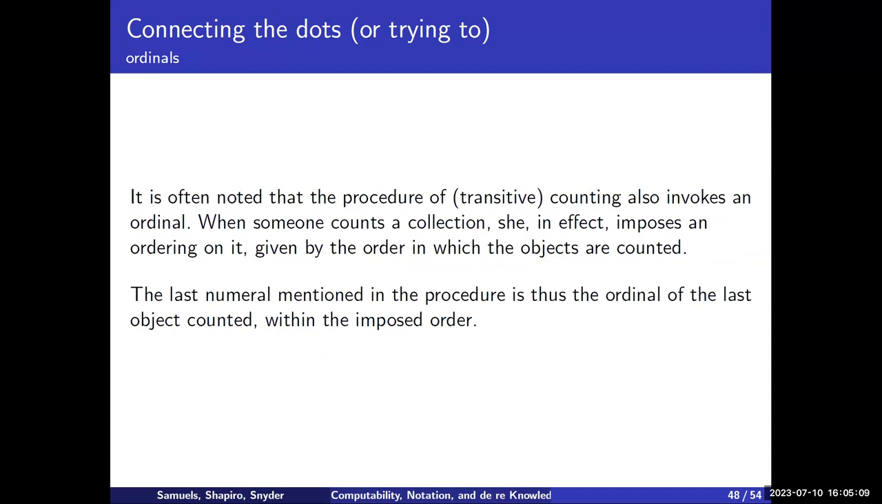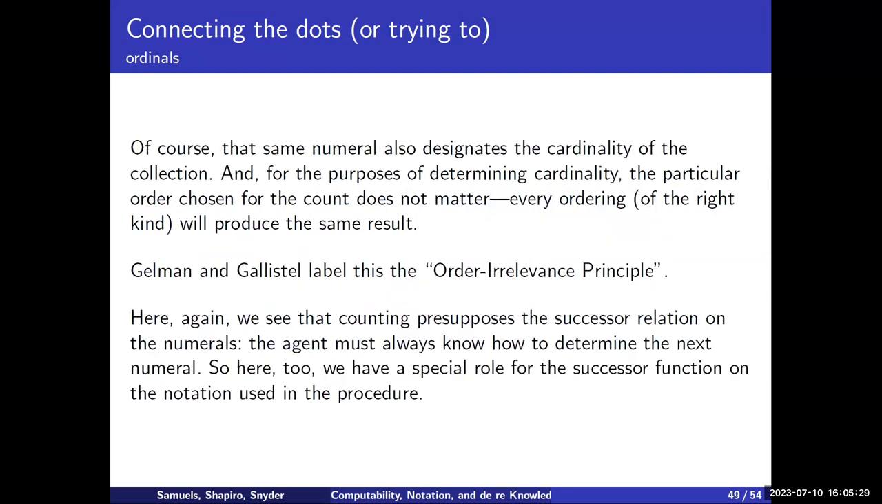And again, going on to successor, it is often noted that the procedure of transitive counting also invokes an ordinal. When someone counts a collection, she in effect imposes an ordering on it, given by the order in which the objects are counted. The last numeral mentioned in the procedure is thus the ordinal of the last object counted within the imposed ordering. Of course, the same numeral also designates the cardinality of the collection. And for the purposes of determining cardinality, the particular ordering chosen does not matter. Every ordering will produce the same result.